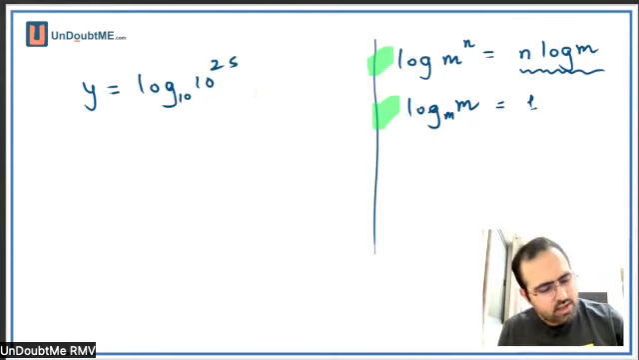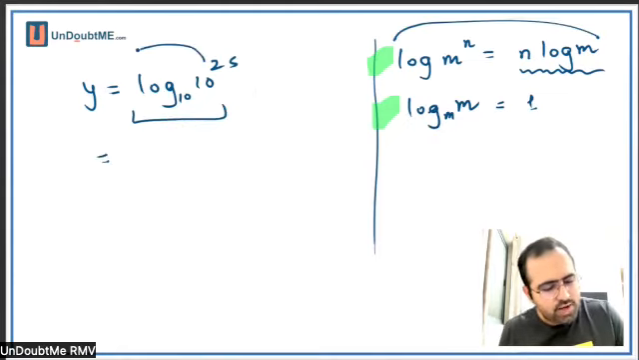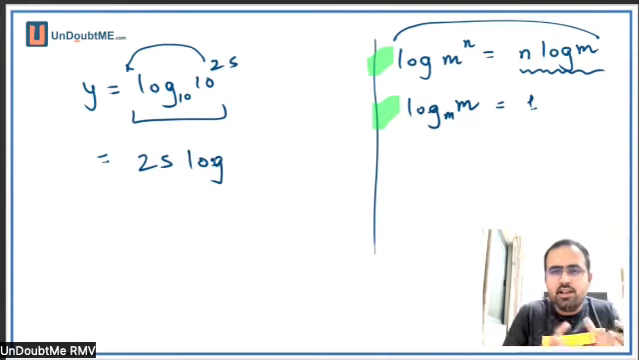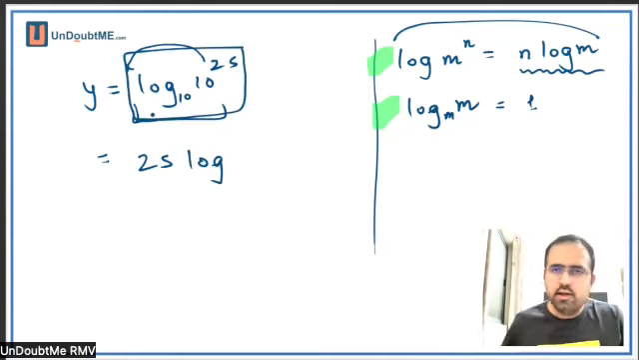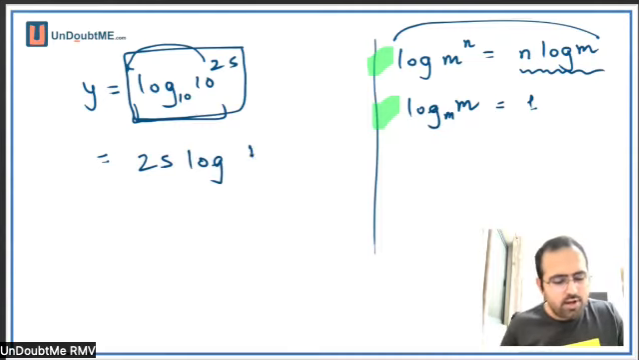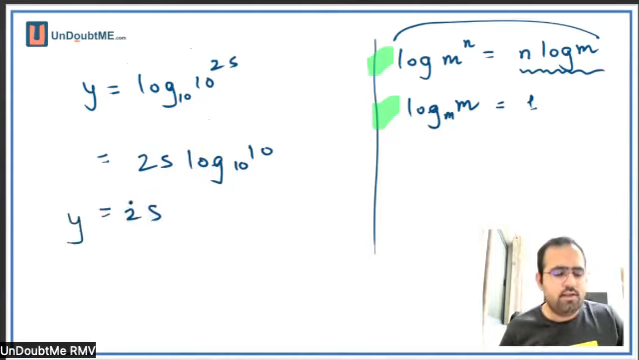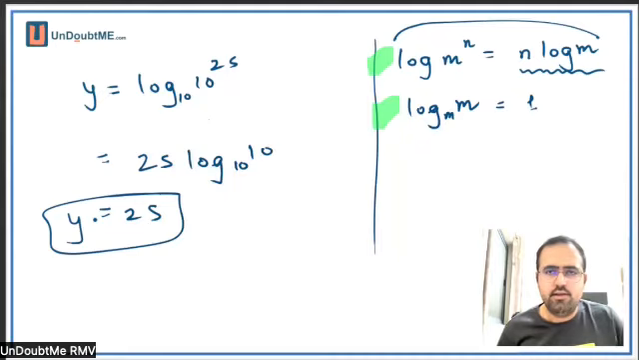Next thing, if I just use these properties of log, then you can see that this 25 will come in front. I'm just telling you how the computer will finally use the properties of log, and it will get a value and store that value. So when this is inserted in the computer, it will solve it and it will be 25 log 10 to the base 10. Now log 10 to the base 10 will be 1. So ultimately the value will be 25. So y is equal to 25 means the computer has to store only 25. Is that clear?